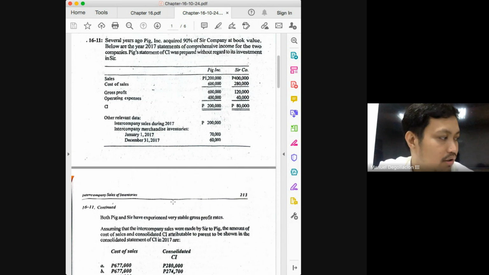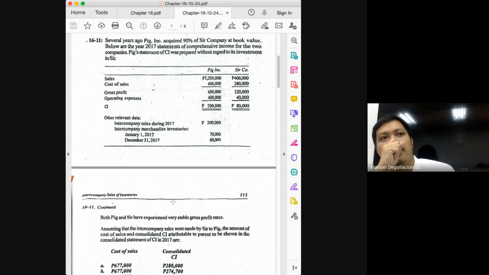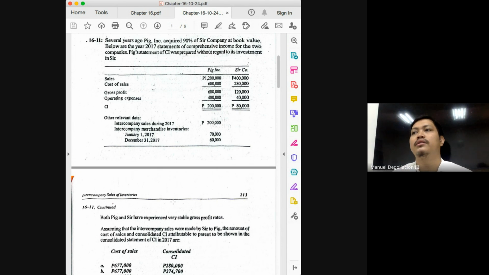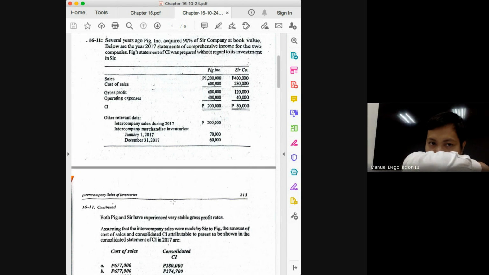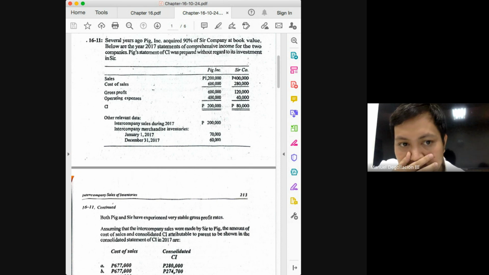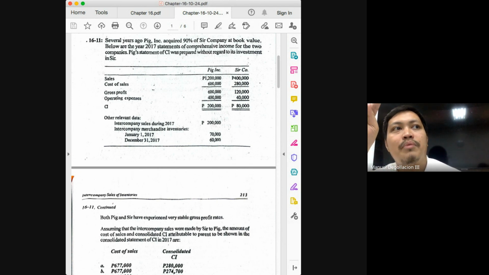I've already given the formula for consolidated cost of sales, class. It's the cost of sales of the parent plus the cost of sales of the subsidiary minus the intercompany sales, and then the markup on beginning and the markup on ending. But please understand that the adjustments here for the markup on beginning and markup on ending would be opposite. They will behave differently for your income.